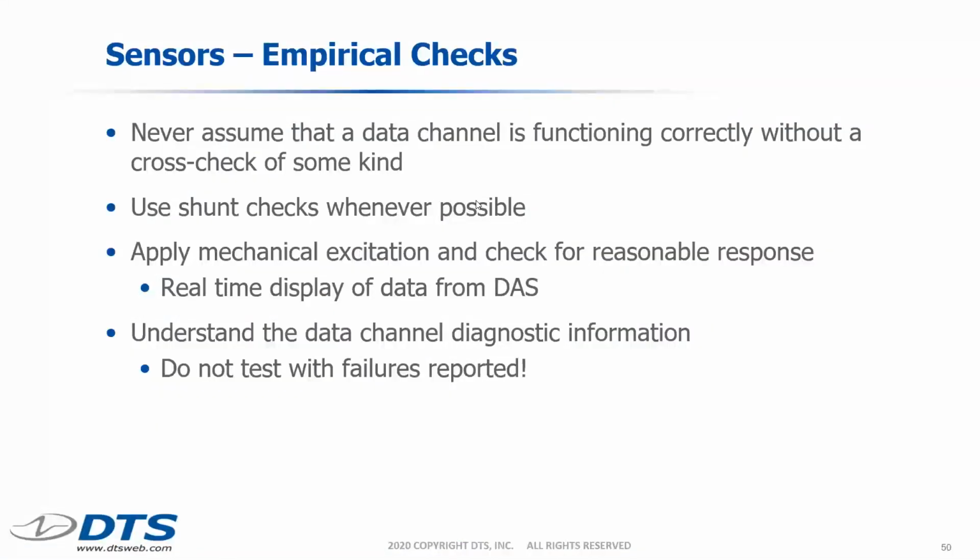So let's talk about the fact that we should never assume that a data channel is functioning correctly without a cross-check. One of the ways we can do cross-checks is to implement shunt checks whenever and wherever possible. We can also apply mechanical excitation and check for reasonable response. That's why we have real-time display of data from the DAS in all of our software. And we have a lot of comprehensive self-diagnostics, so we need our users to understand the data channel diagnostic information as fully as possible. If you've got diagnostic failures, don't test until you resolve the failures or understand why they're there.